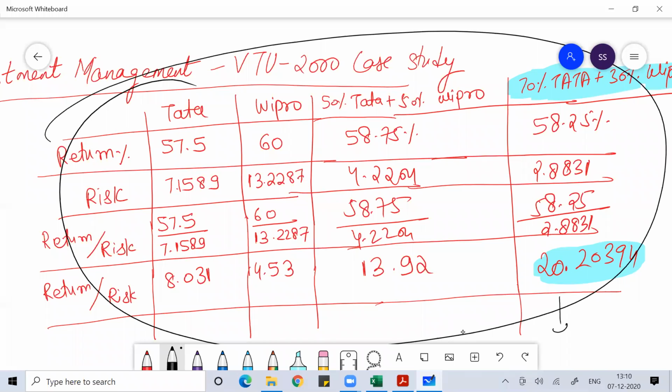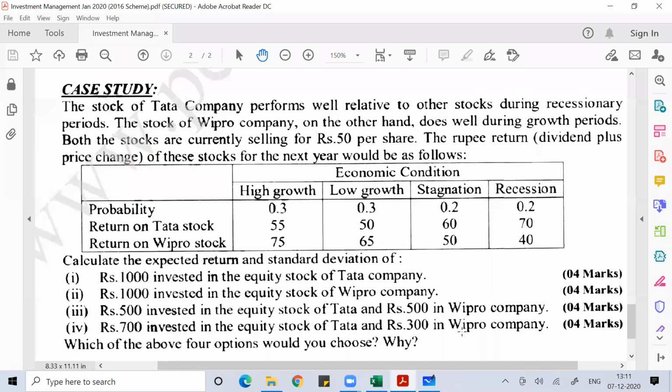So 16 marks you will get from this. There was nothing difficult in this question. In this question, 700 rupees invested in the equity stock of Tata and 300 rupees invested in Wipro, 4 marks for everything. See, the 16 marks are so easy. Hardly it will take maximum 10 or 15 minutes and you'll get 16 marks. Which of the above four options would you choose and why?